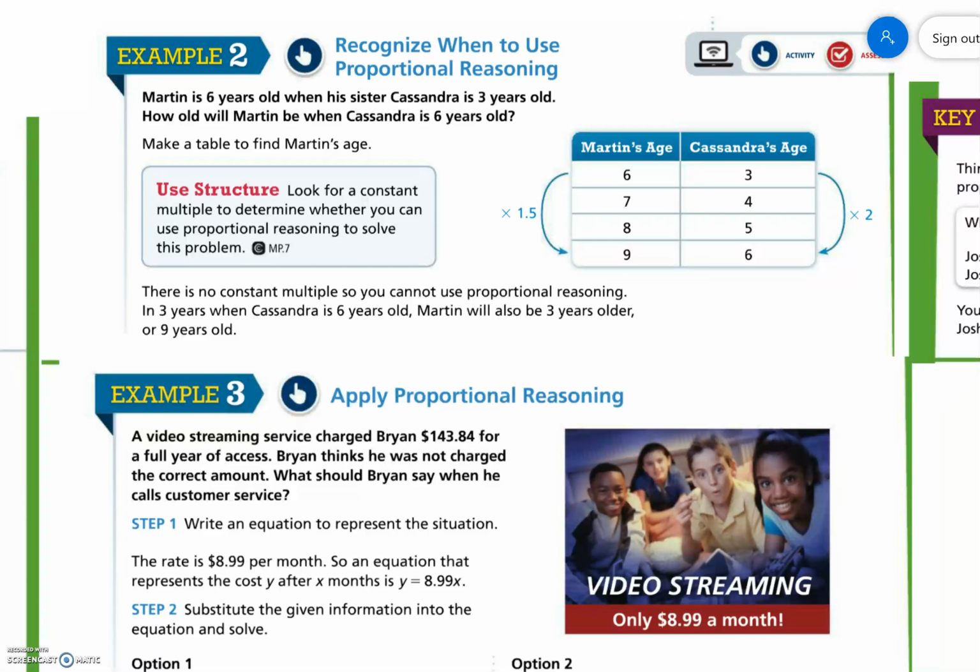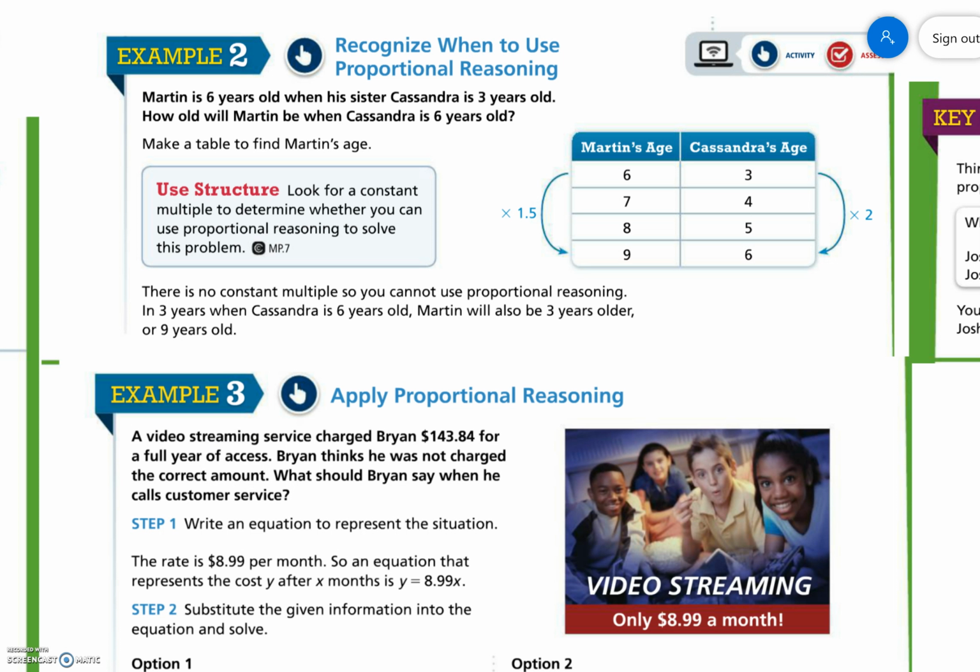Example 2. Recognize when to use proportional reasoning. Martin is 6 years old when his sister Cassandra is 3 years old. How old will Martin be when Cassandra is 6 years old? Make a table to find Martin's age. Well, every year you get a year older.